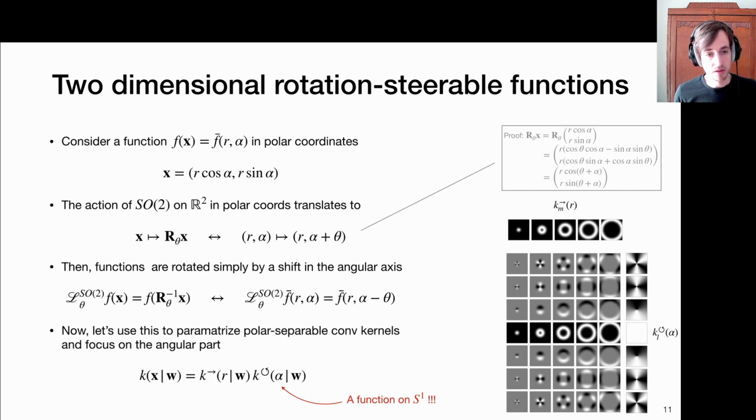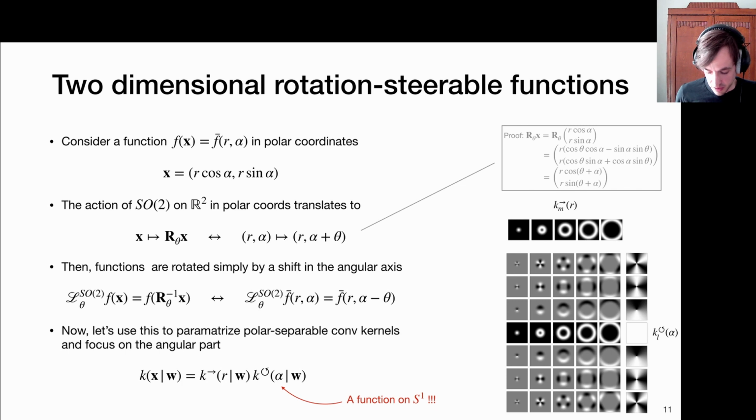And now what we're going to do is make polar separable convolution kernels and focus on the angular part. What this separability means is that I have in principle a function on r and theta, and I'm going to split this into the product of one part that only depends on the radius and another part that only depends on the angle. And we do that, of course, because now we have a function on S1, so we can conveniently pick a steerable basis for this part of the function. And for r, we can pick basically any other function that depends on the radius we want.